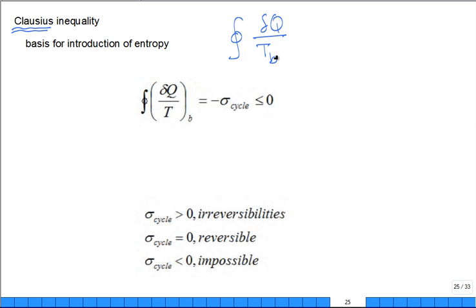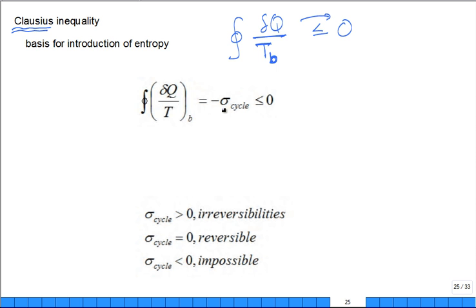So he said, if I have a system, I'm integrating over all of the Q's over the entire cycle, but I'm dividing by the temperature of the boundary, absolute temperature scale, that will always be less than or equal to 0. He noticed also that when it's a very large negative number, it shows us that it has a lot of irreversibilities. And as the number gets closer and closer to 0, it becomes more reversible. It's getting better and better.